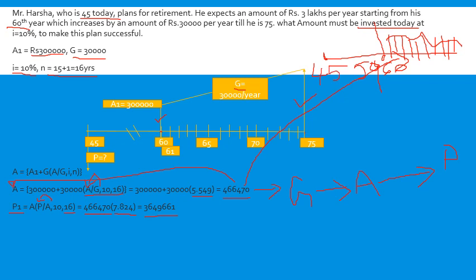Whenever you convert this uniform series, it just jumps 1 year before the first payment. First payment is on the 60th year, so its P will be on the 59th year. So that is this value, 36,49,661. Now what do I have to do? Is my solution over? No. This second step is over. I have to go to the third step. That's why I have used the interim P1 here. So this is my P1.